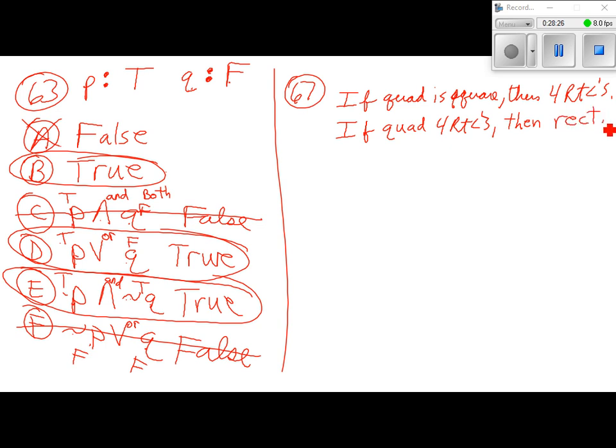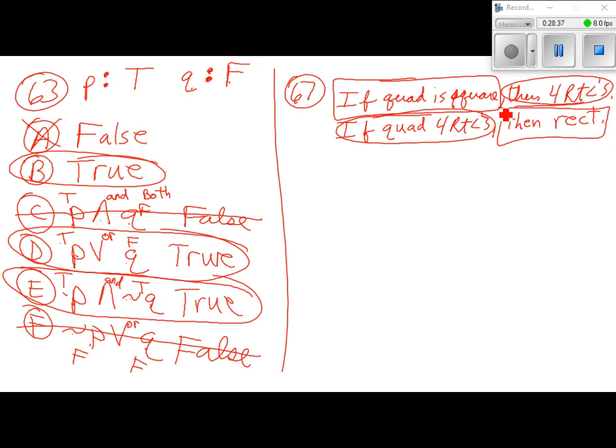Using the law of syllogism, if this part is the same as this part, which it is in this case, then we can put this with this and draw a valid conclusion. So if a quadrilateral is a square, then it is a rectangle. That's letter A.